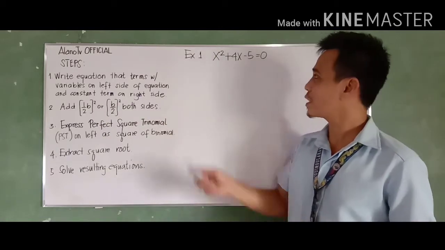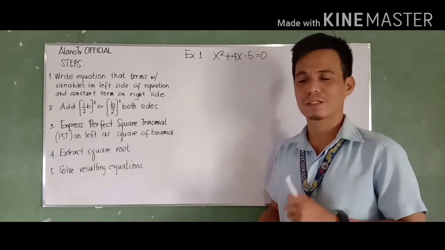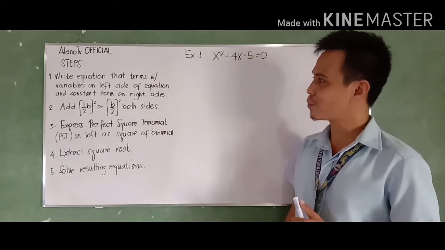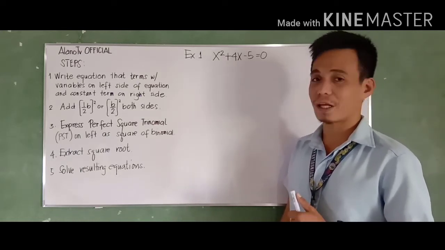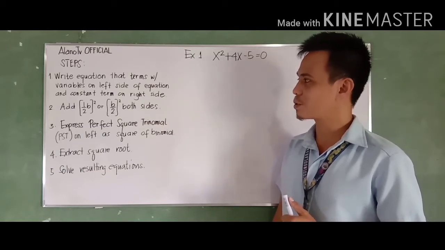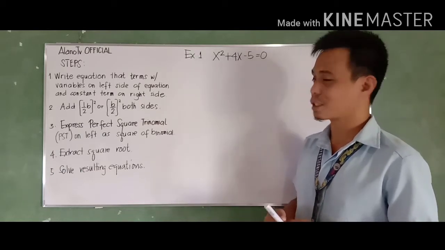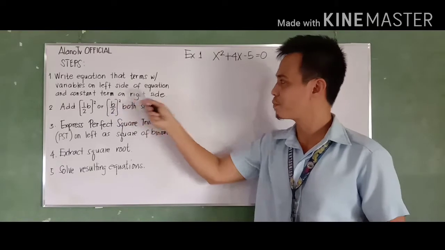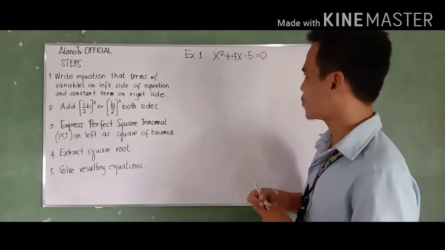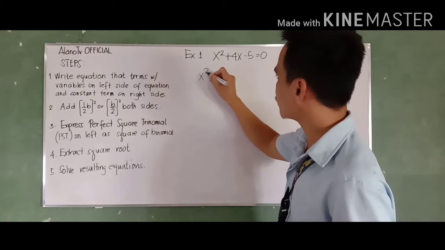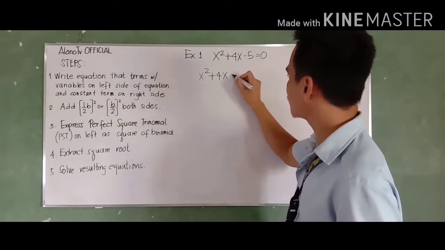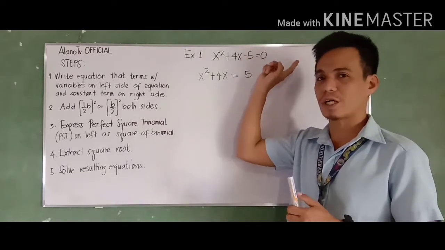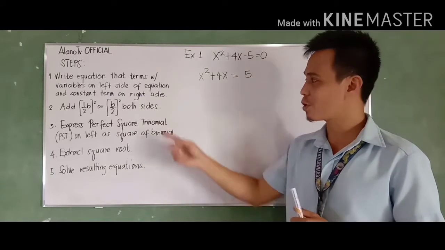Given example number 1, x squared plus 4x minus 5 is equal to 0. Okay, so step number 1. Write equation with terms with variables on the left side of the equation and constant term on the right side. So, gagawin natin guys, lipat na natin yung may variables sa left side and yung constant term on the right side. Okay, so there we have it, step number 1. So, x squared plus 4x is equal to positive 5. Negative 5 transposed to the other side is positive 5. There you have it, our step number 1.